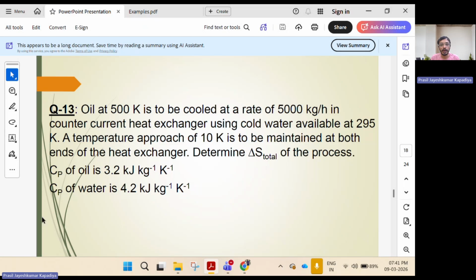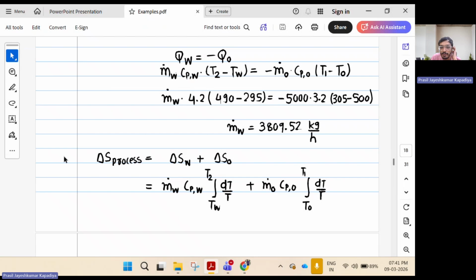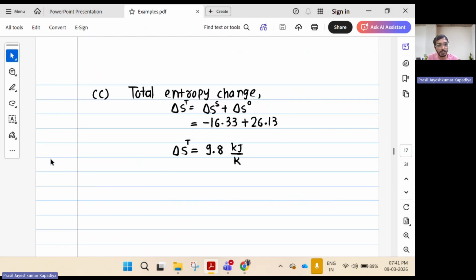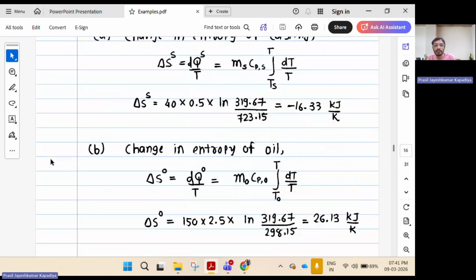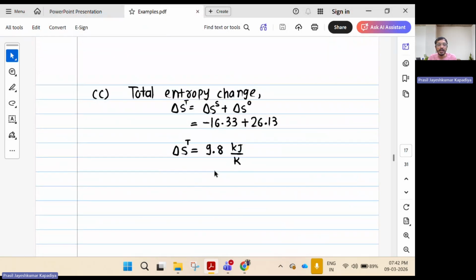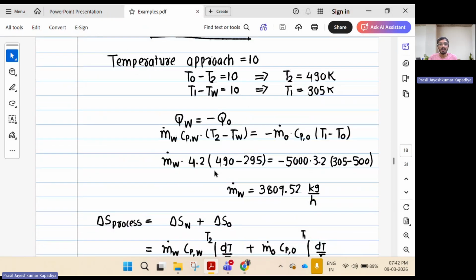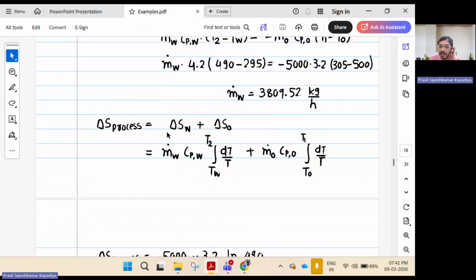So what were we supposed to find? We were supposed to determine the delta S total of this particular process. So how can we define delta S total of this particular process? Similar way, we will first find for water, then we will find for oil, and then we will add it. So my delta S process will be equal to delta S of water plus delta S of oil. When I add both these terms, I will find the total entropy change of this particular process.